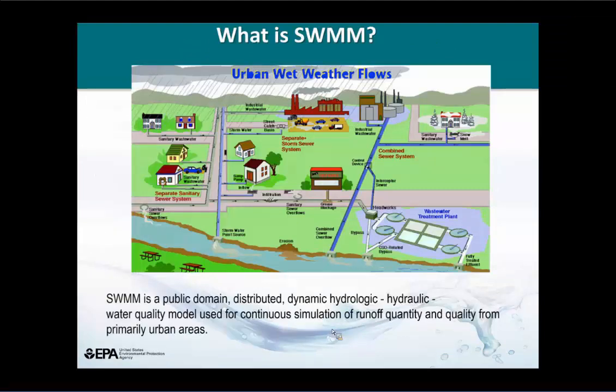SWMM models the urban environment. SWMM is a public domain, open source, distributed, dynamic hydrologic, hydraulic, water quality model that is used for continuous simulation of runoff quantity and quality for primarily urban areas. It is written in C. It has a Delphi graphical user interface. It is a solid piece of software. It is robust, intuitive, and easy to use.